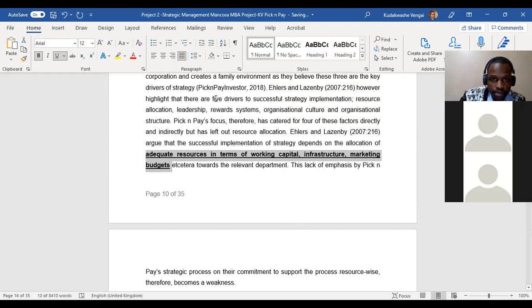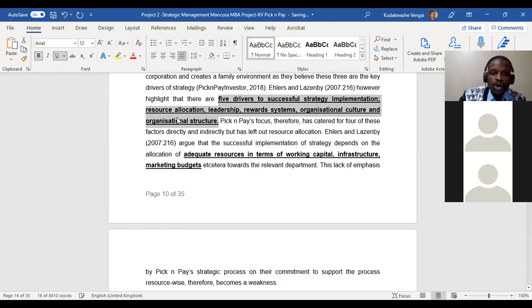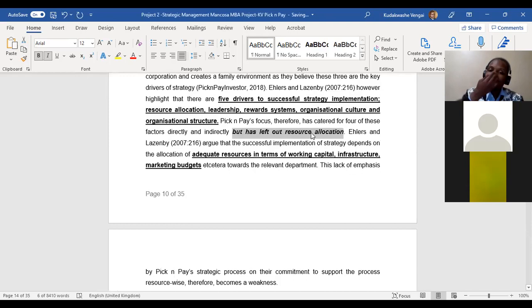Then literature also says successful strategic implementation, you should focus on what? On resource allocation, leadership, reward system, culture, and structure. So that's what literature says. Let's look at Pick and Pay. Pick and Pay's focus, therefore, is catered for these factors directly and indirectly. But you see the statement here. But it has left out resource allocation.